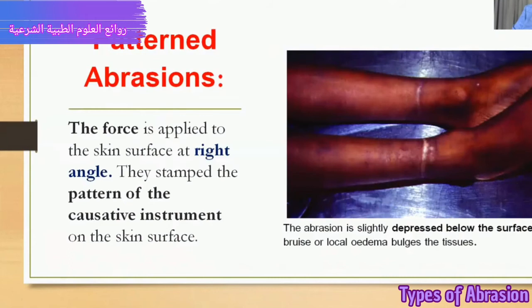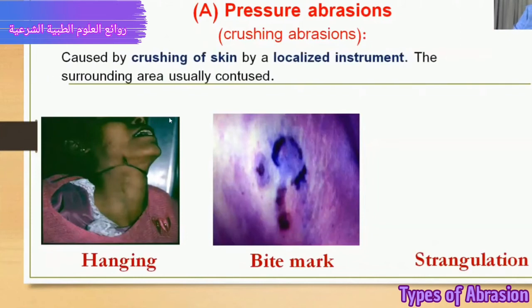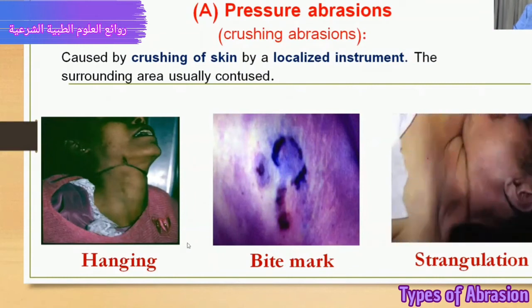This pattern abrasion can be divided into two types. The first one is called pressure abrasion or crushing abrasion, which is caused by crushing of the skin by a localized instrument; the surrounding area is usually contused. Here we can see the pattern of pressure abrasion in cases of hanging.